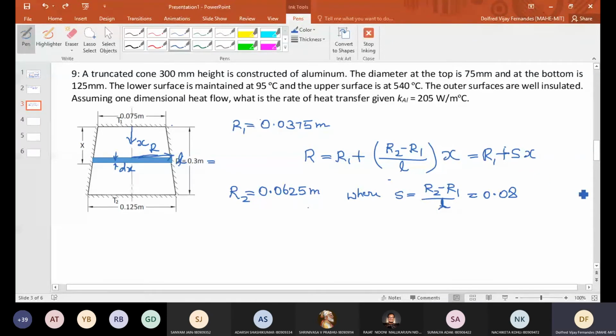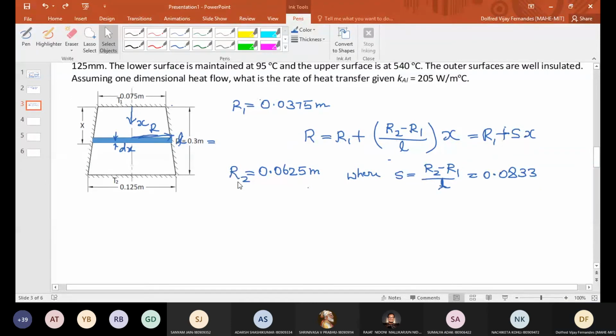Can you repeat, please? 0.0833. Okay, so this is a ratio, so there's no unit. So we can write now simply this equation for radius.